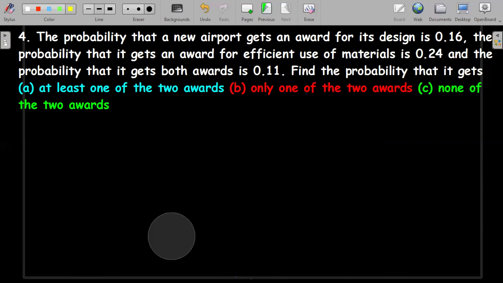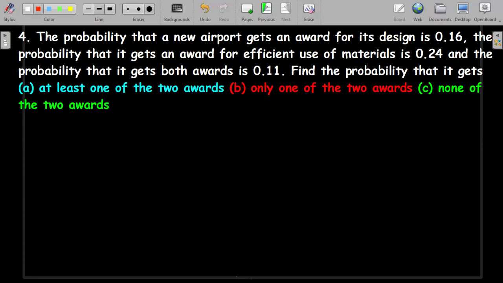So B also has a totally different language. On B, they're saying, what is the probability that this new airport gets only one of the two awards? So this B is totally different from question A. In question A, they said at least one. So you can get that award, you can also get that award. But here it means that when you get an award for the design, it means you have not gotten the award for the efficient use. And if you've gotten the award for the efficient use, it means you've not gotten the award for the what?